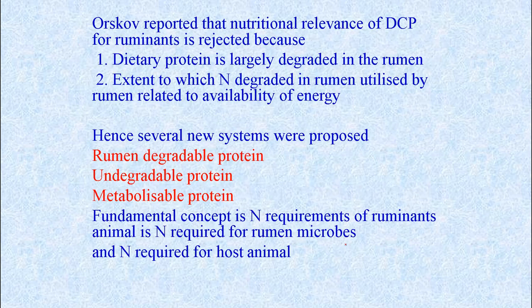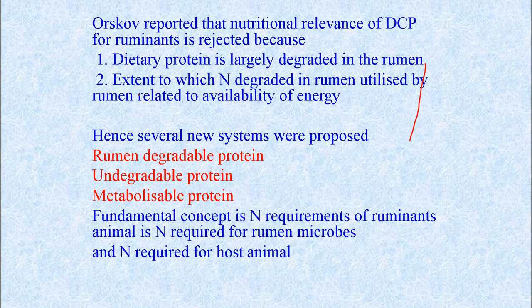Then the ARC reported that the nutritional relevance of DCP for ruminants is rejected nowadays, because the dietary protein is largely degraded in the rumen most of the time, and the extent to which nitrogen is degraded and utilized by the rumen is related to the availability of energy. Hence, several new systems were proposed, like how to calculate the rumen degradable protein.